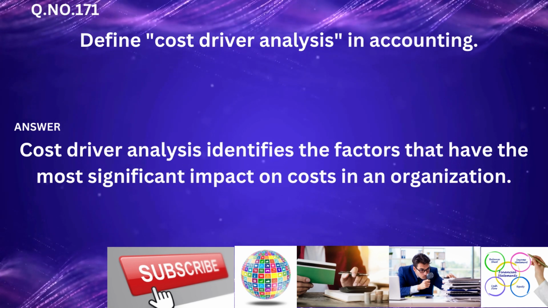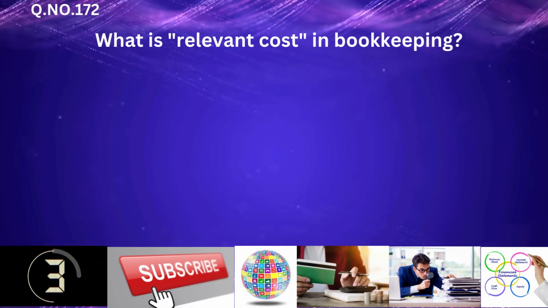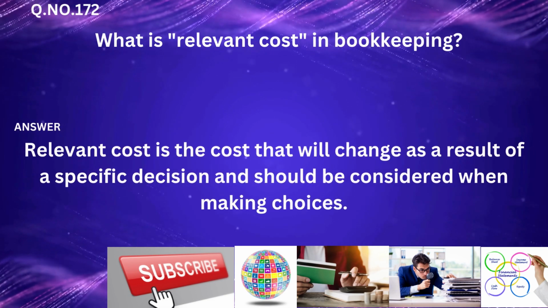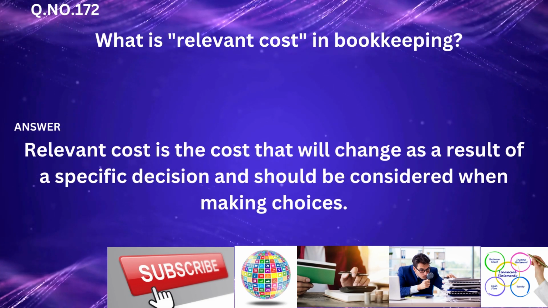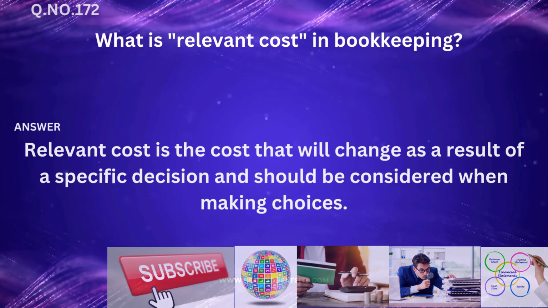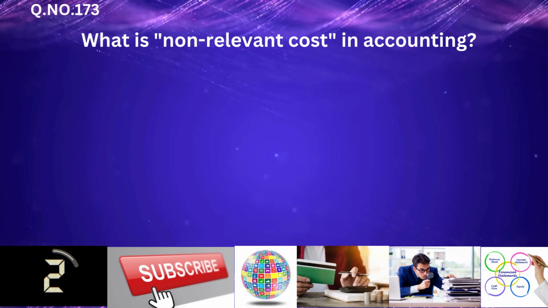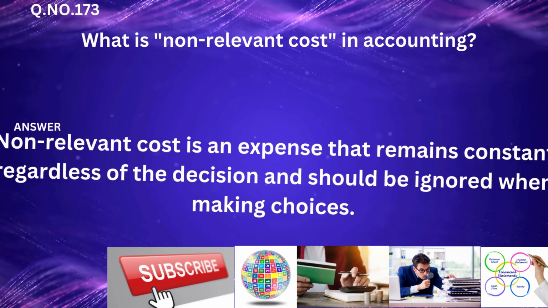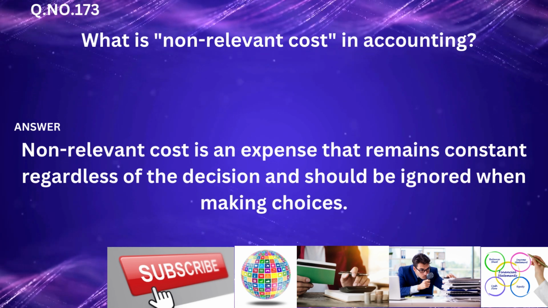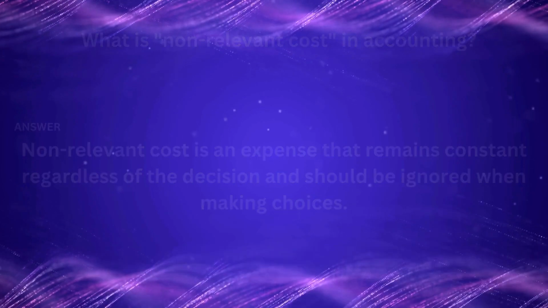Question 176. Define cost plus pricing in bookkeeping. Answer: cost plus pricing sets a product's price by adding a predetermined profit margin to the cost of producing the item. Question 177. What is transfer pricing policy in accounting? Answer: transfer pricing policy outlines the guidelines for pricing products or services transferred between different divisions or subsidiaries of a company.